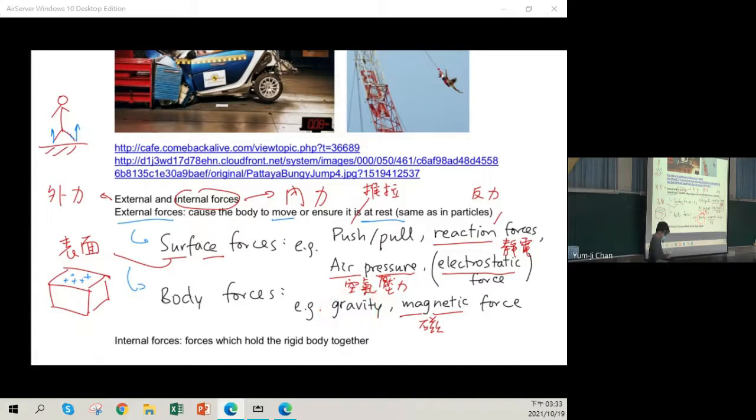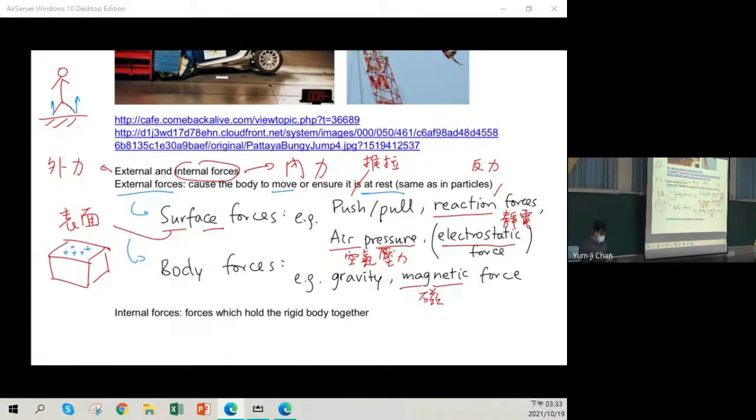Another one is magnetic force. Magnetic force acts on the whole body as well. So all forces can be divided into surface forces and body forces. These are all called external forces.